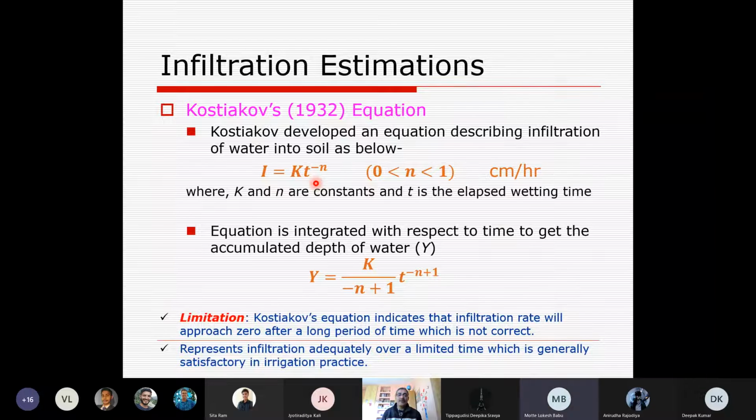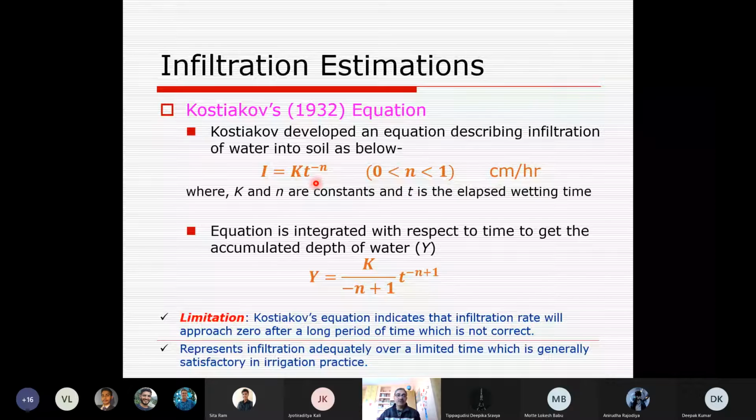If we are continuously flooding soil with the same depth of water, say for 10 days, what will be the infiltration rate after the 10th day? Sir, it will be a constant value. It will not be zero. Yes, what I want you to realize is that infiltration rate will not be zero, but a constant value, right? So this particular equation has a limitation. When time is infinite or a very long period, the Kostiakov equation indicates that the infiltration rate will approach zero after this long period of time.